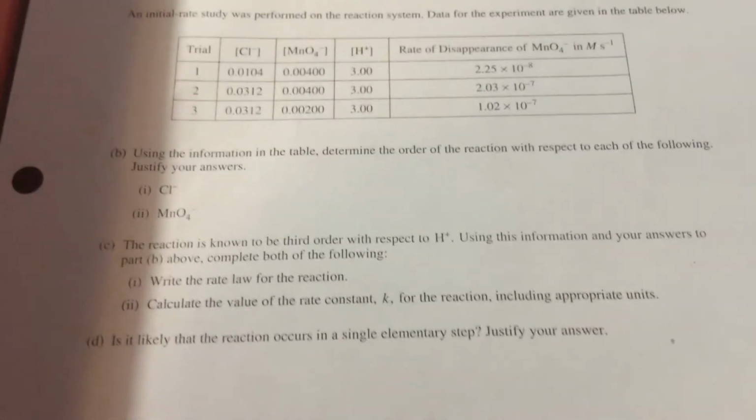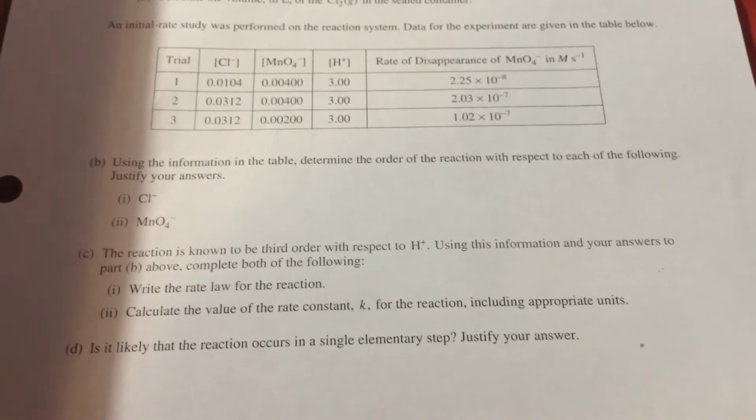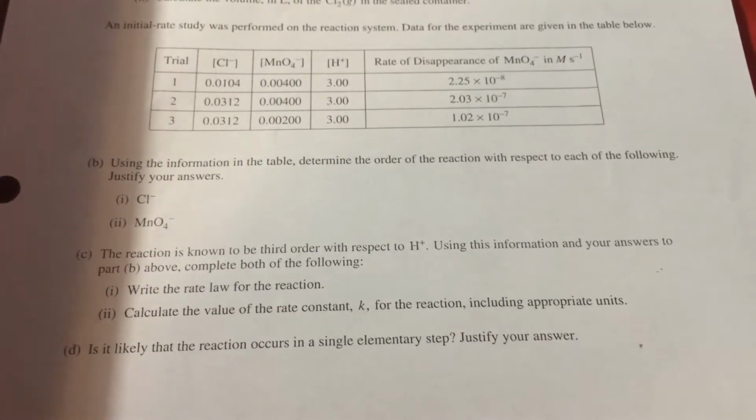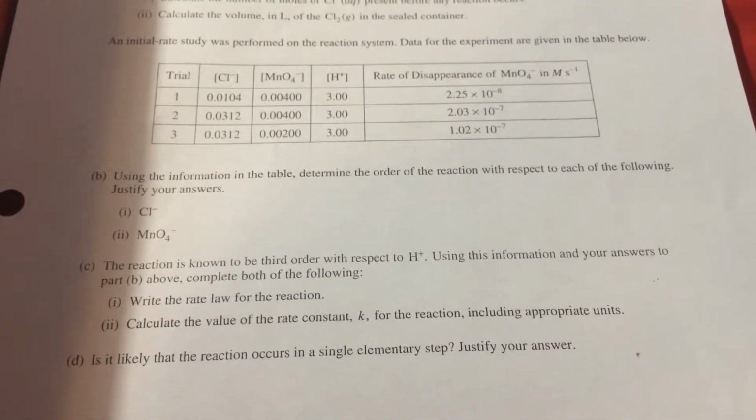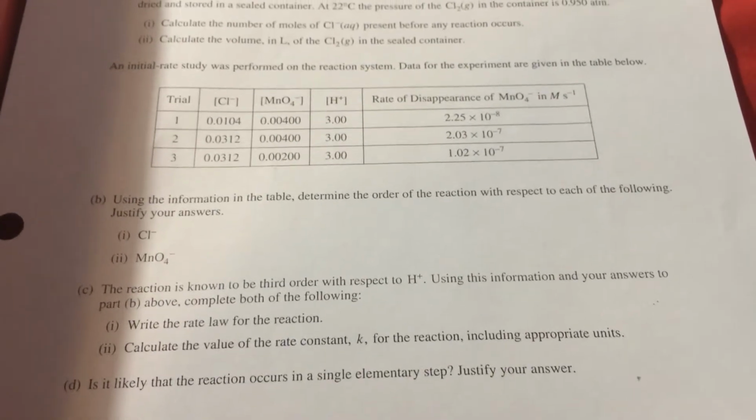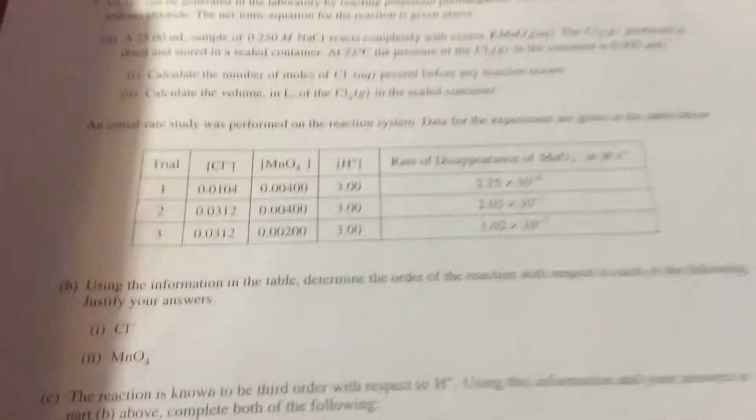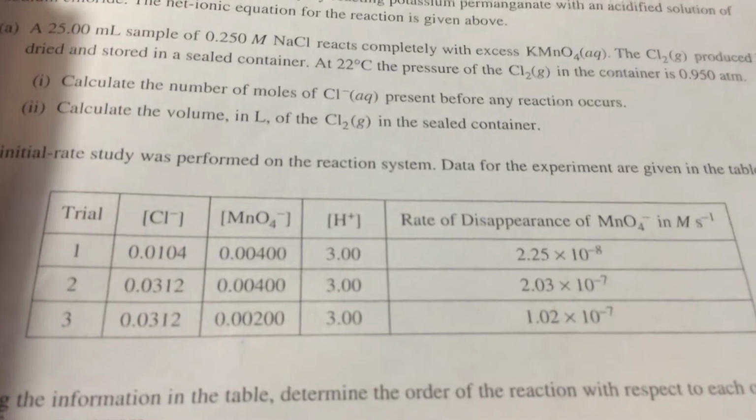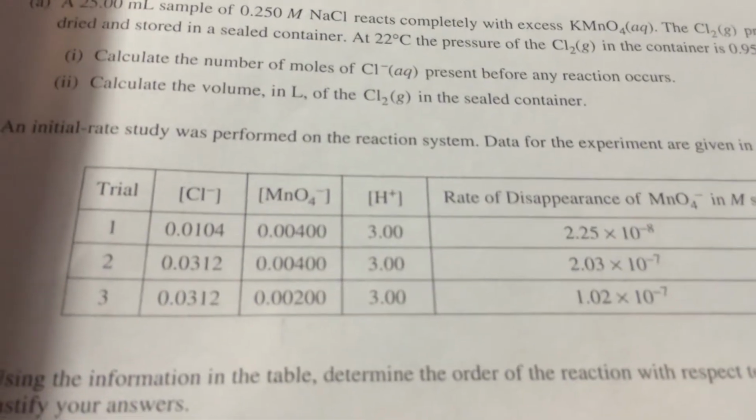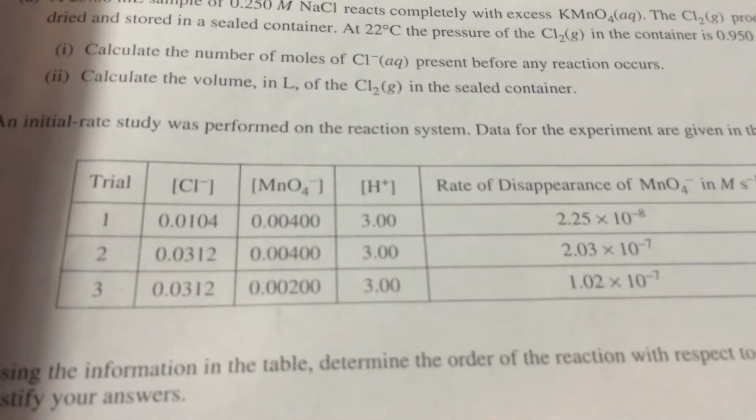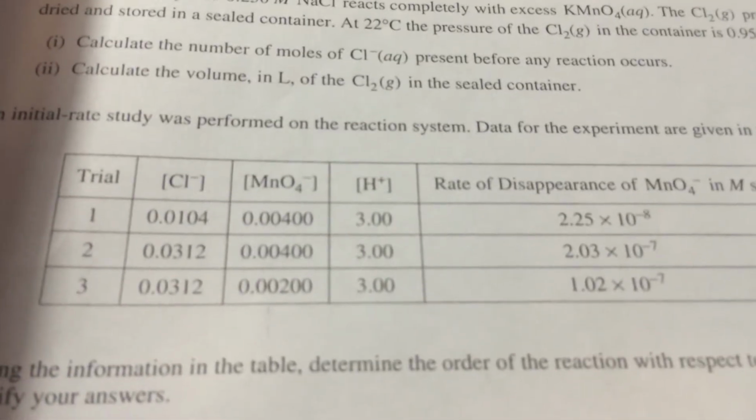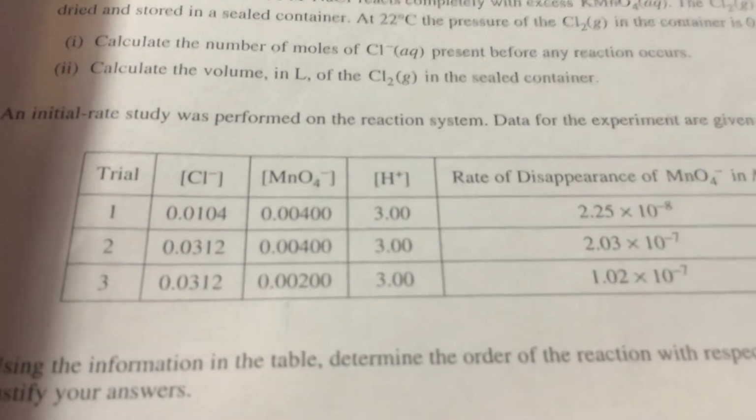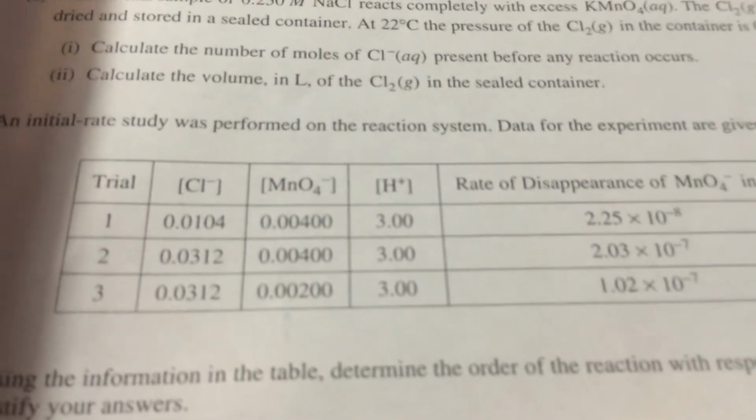And now we move on to question B, if it'll focus in here, I'm sorry about that. We have to find the order of the reaction for the following. So we start off with I, which is Cl⁻. And we go up here and we see that Cl⁻ changes in the trial of 1 to 2, and MnO4⁻ and H⁺ don't change in those ones too. So that's one we're going to use.